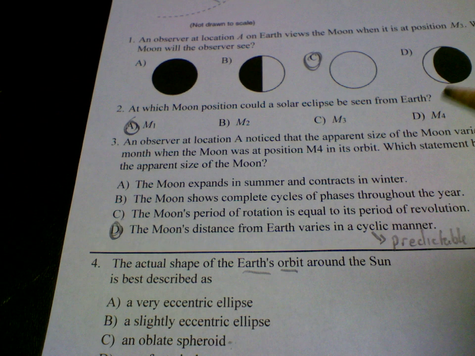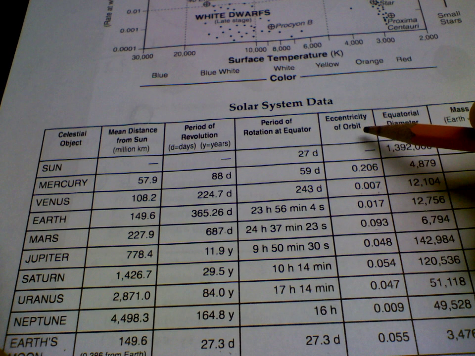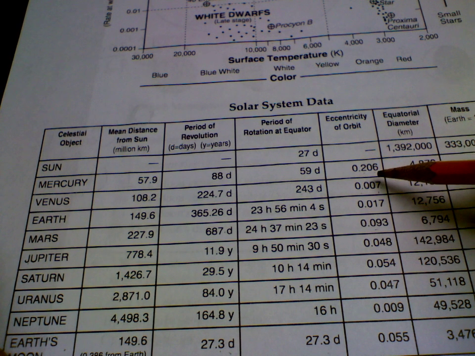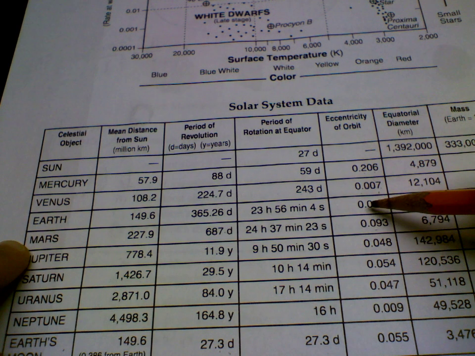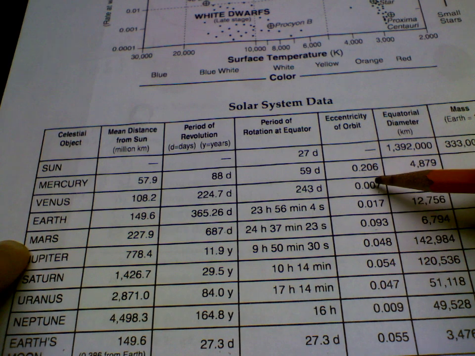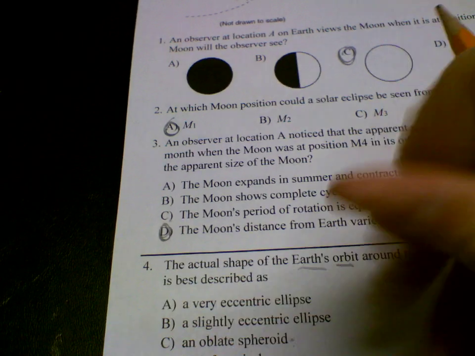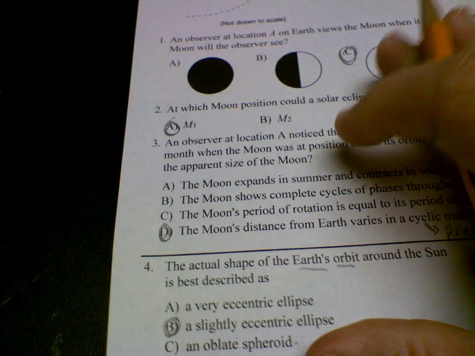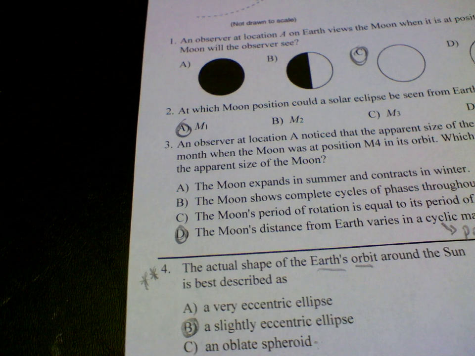And a nice way to remember this is, I'm going to go to page 15 of the reference table. And remember eccentricity. The closer you are to 0, 0 looks like a circle. So I'm going to go to Earth and 0.017. That is very close to 0.000. That tells us that we have a slightly eccentric ellipse. You just got to know that. Alright, but that's just a way to kind of jar your memory if you go to page 15 of the reference table. So that takes care of 1 through 4.